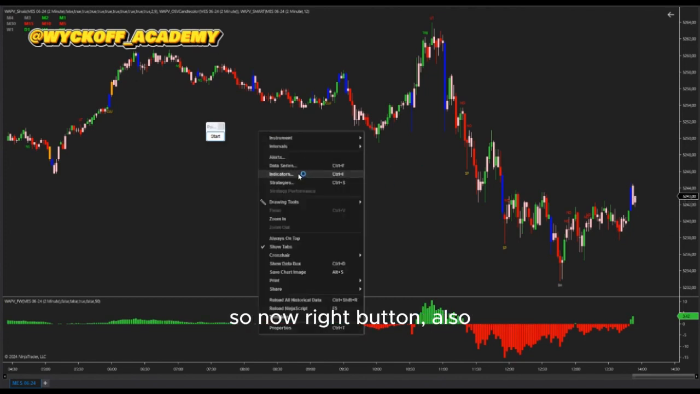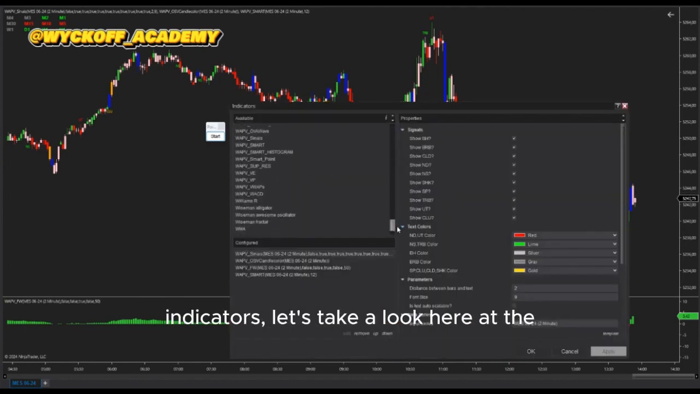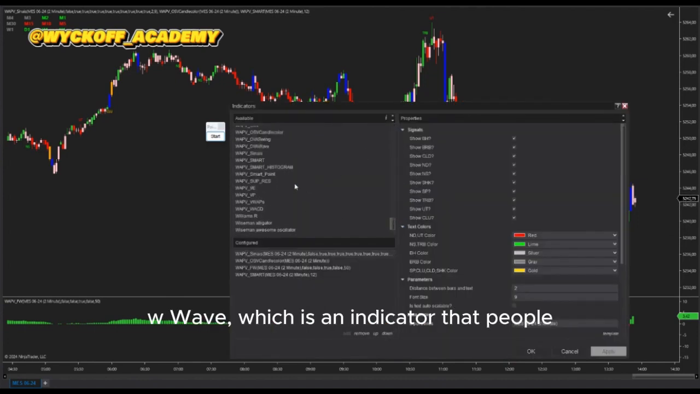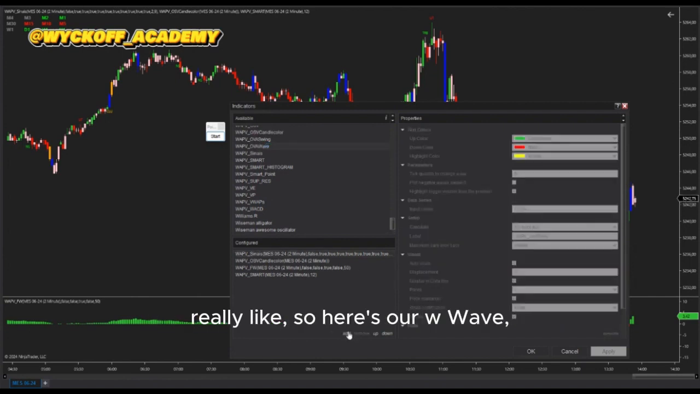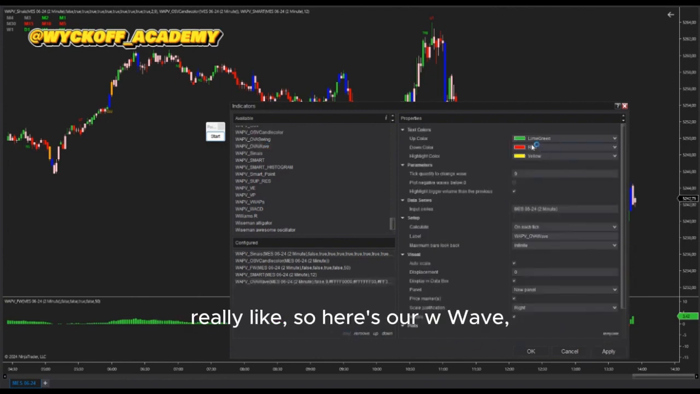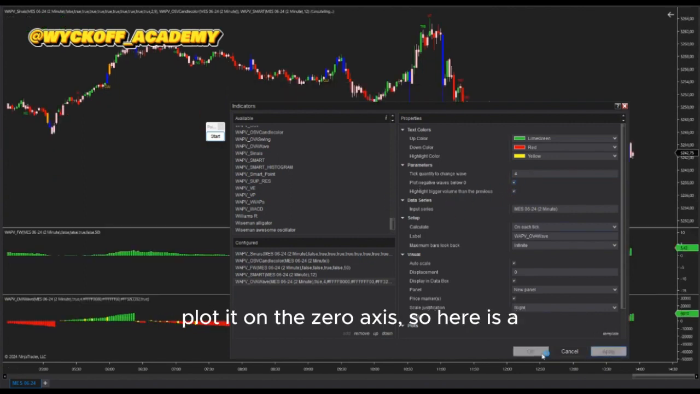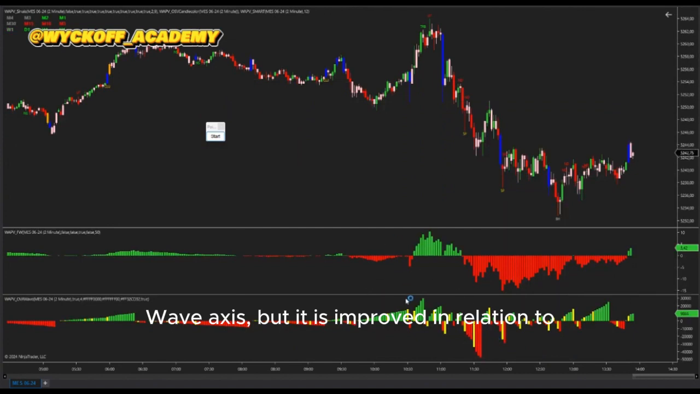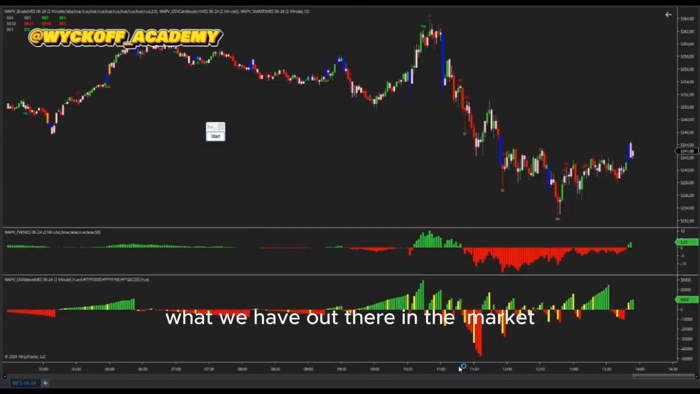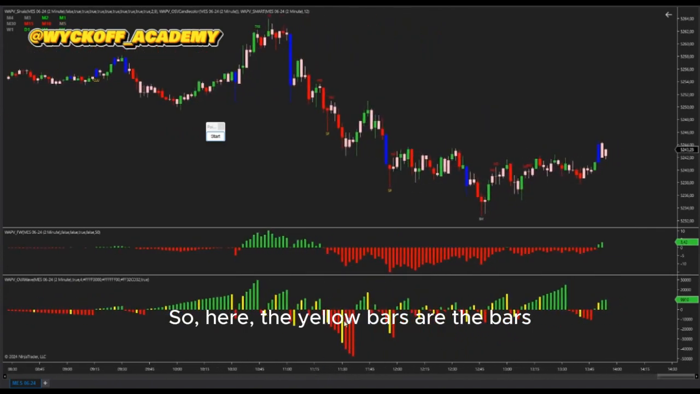So now right button, indicators again. Let's take a look here at the W wave, which is an indicator that people really like. So here's our W wave. We can choose the number of ticks. It doesn't repaint. It can have the bar with greater volume in relation to its formation, plotted on the zero axis. So here is a wave axis, but it is improved in relation to what we have out there in the market. Here, the yellow bars are the bars where there was the highest volume in this leg.